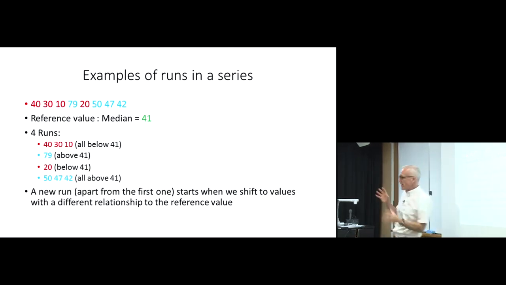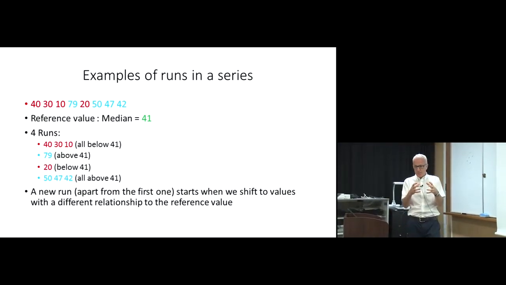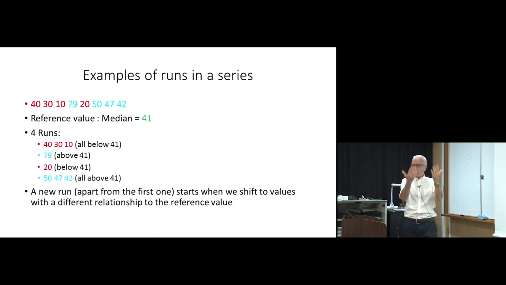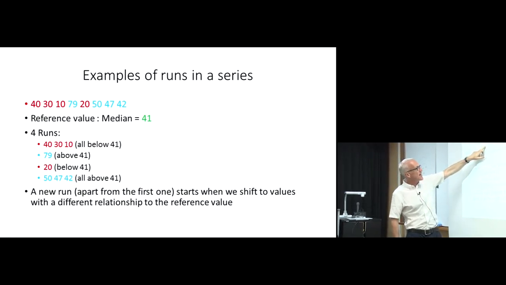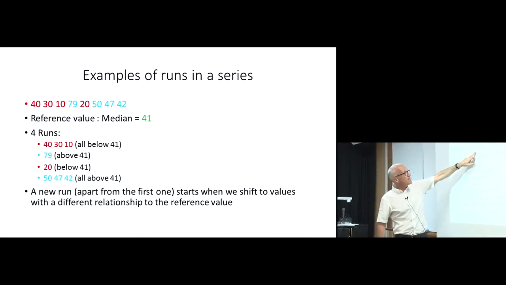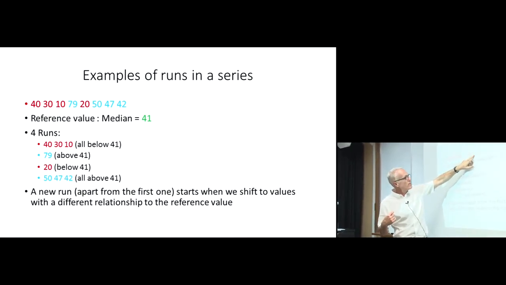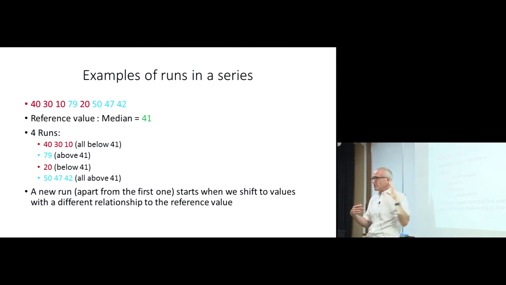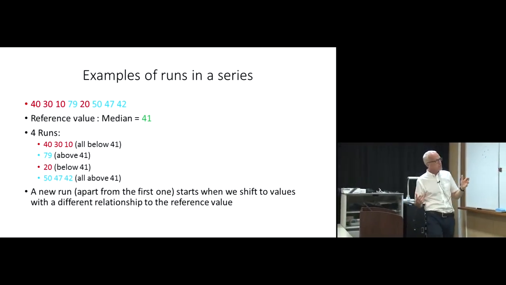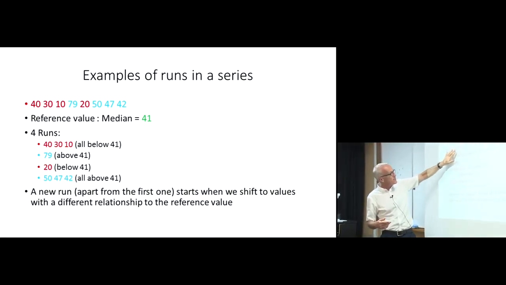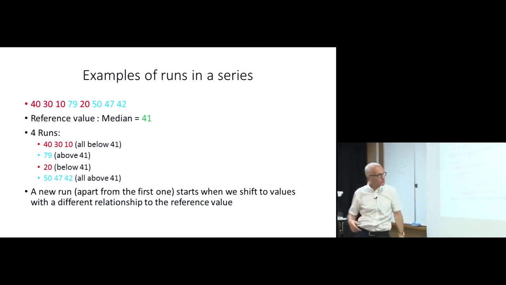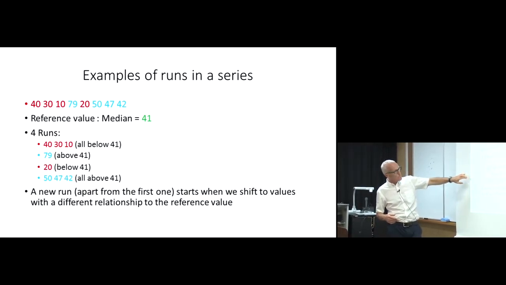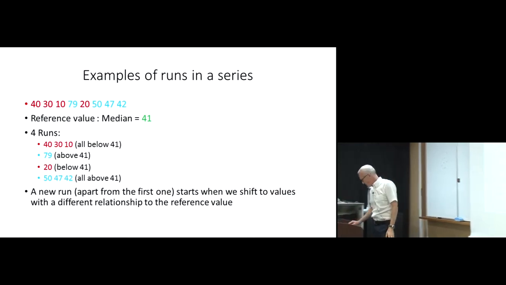Yeah? Now a run of values is a series of values that are less than or greater than the median. So this is one run. So 40, 30, and 10 are all less than 41. So that's one run. Then 79 is higher than 41. So that's one run. 20 is lower than 41. That's one run. 50, 47, and 42 are higher. Yeah? You got it? So there are runs. And so in this piece of data, there's 4 runs. 1, 2, 3, 4. That's what a run is.